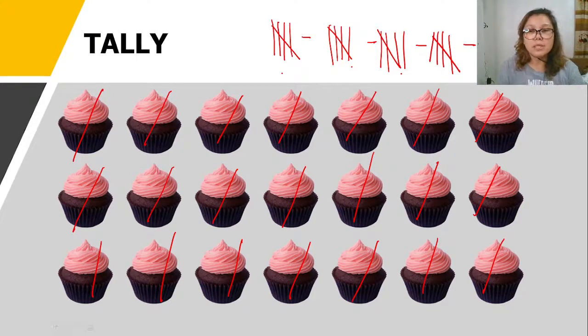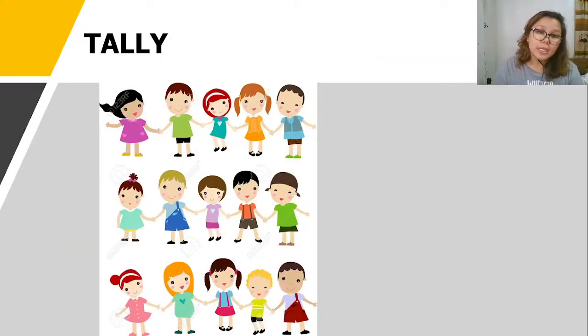So these cupcakes are 21 in all. Okay, next, how about these children? So, dun sa module, pwede kayong mag-cross out para hindi nyo na maisali ulit sa bilang. Okay, for 1 child, second one, third one, 4th, and then 5th.